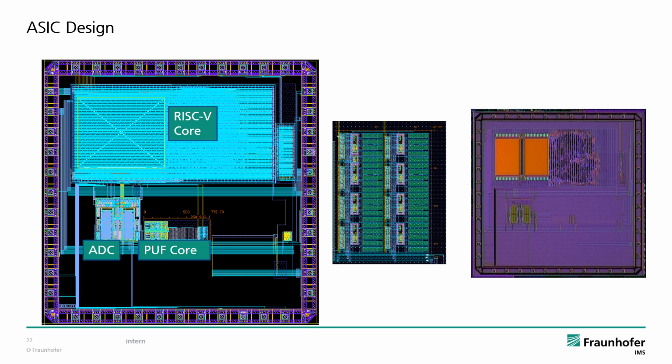On the left-hand side, you can see the final chip layout with the RISC-V controller at the top and the ADC and PUF core at the bottom. We used an additional dedicated PUF core to be able to change the capacitor sizes to our needs for an 8-stage array, which you can see in the middle. On the right-hand side, you can see a chip photo, where you can also see the SRAM parts, which are placed onto the RISC-V core.